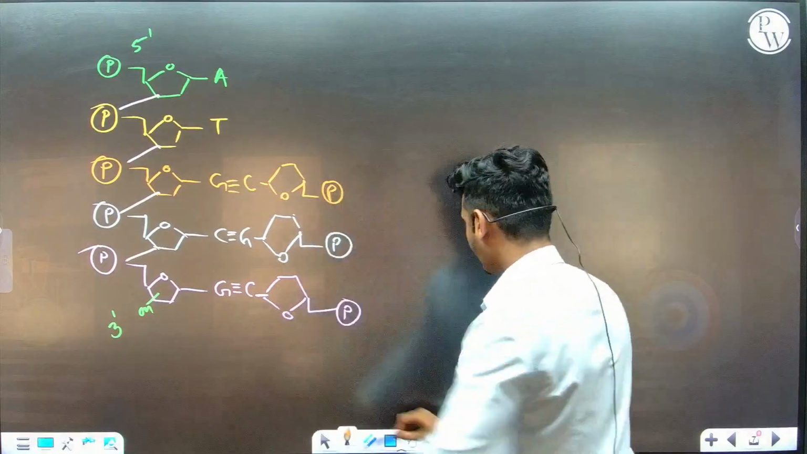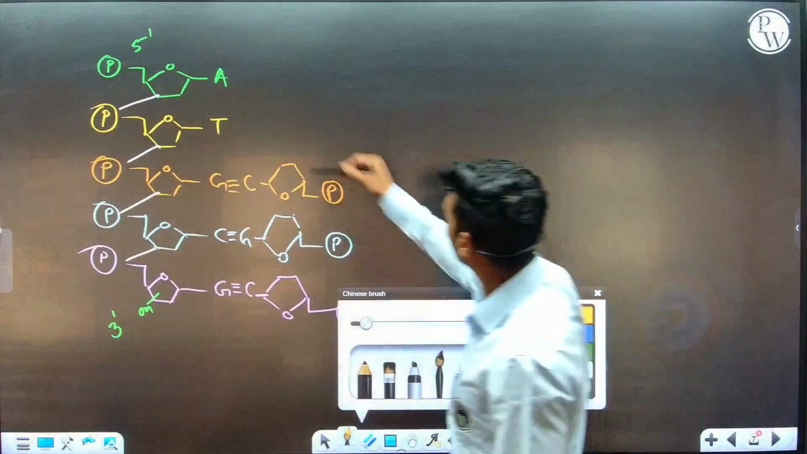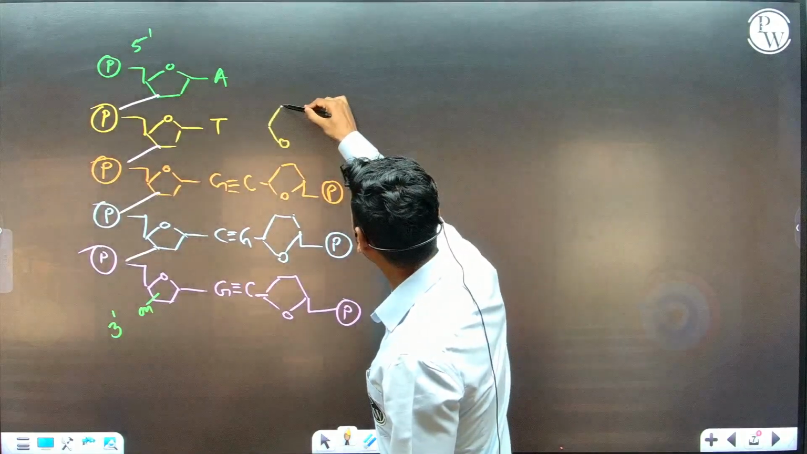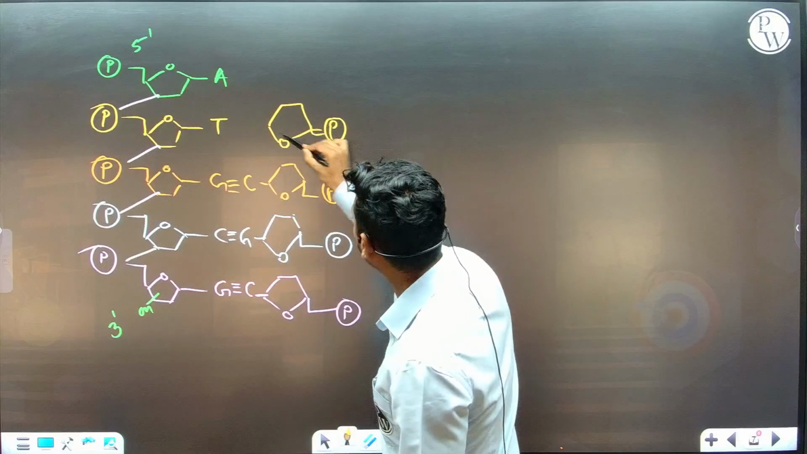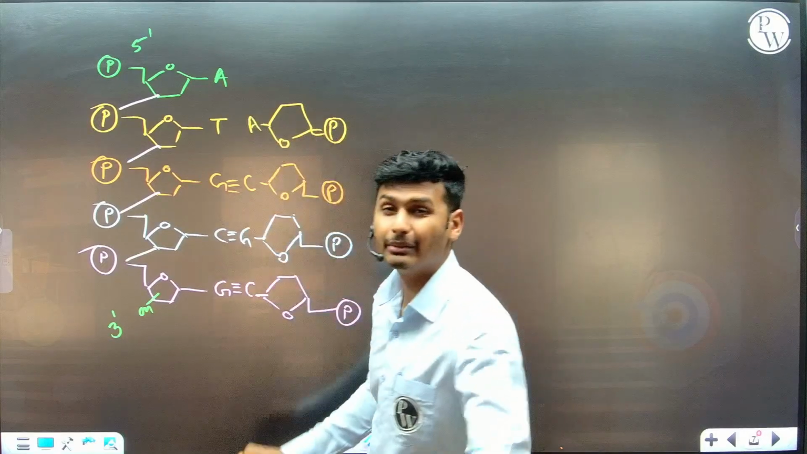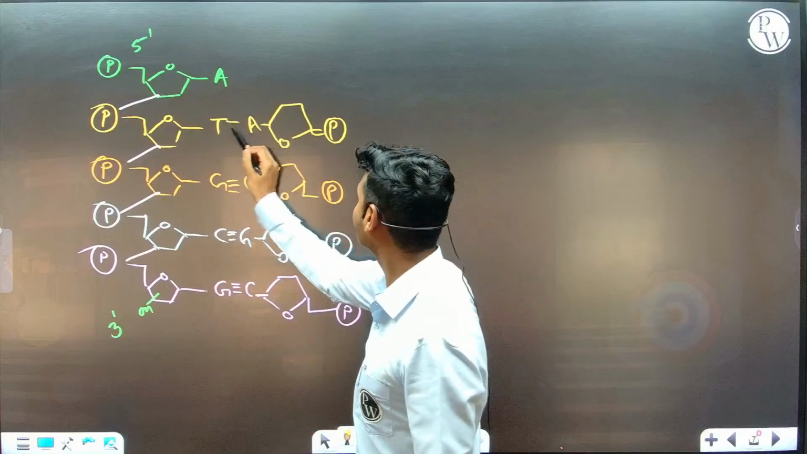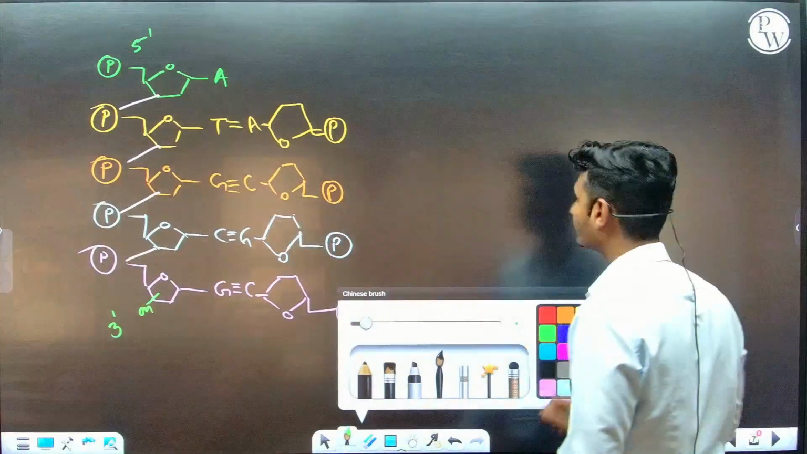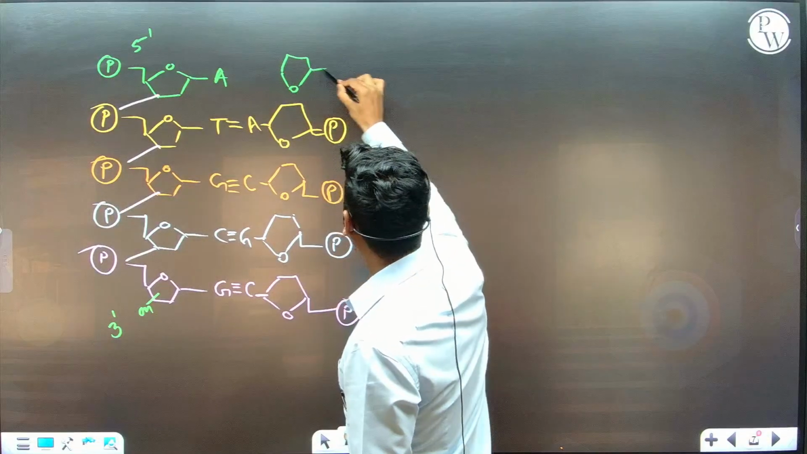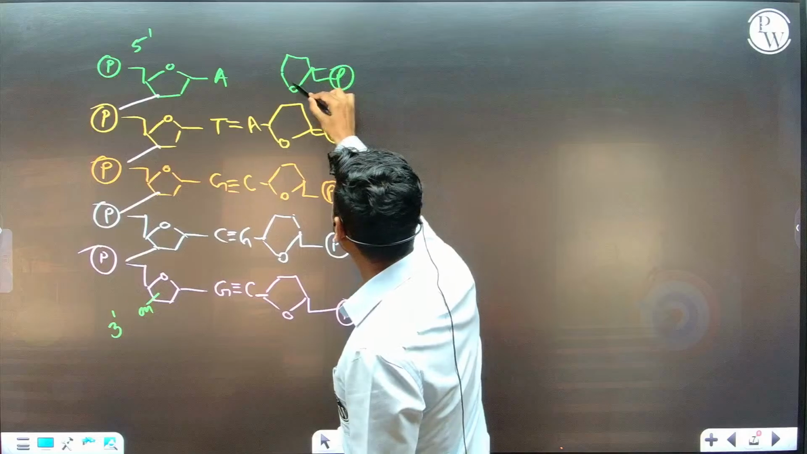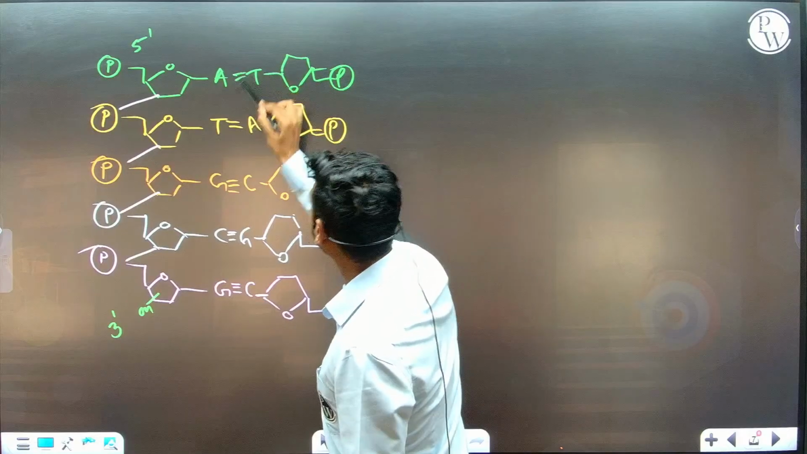Now, above side, 1, 2, 3, 4, 5. Here is phosphorus. Here adenine. Now, in between adenine and thymine there is a double bond. Lastly, here is oxygen 1, 2, 3, 4, 5, phosphorus, thymine, double bond.